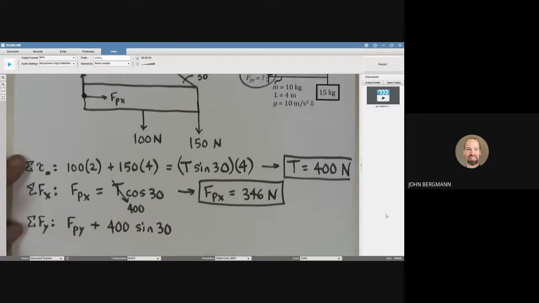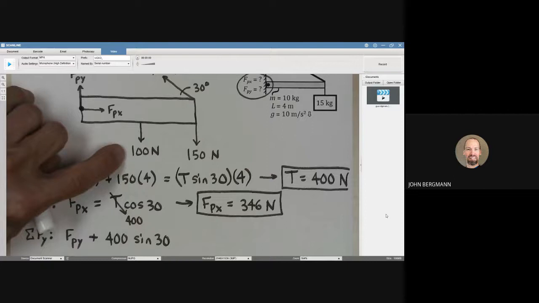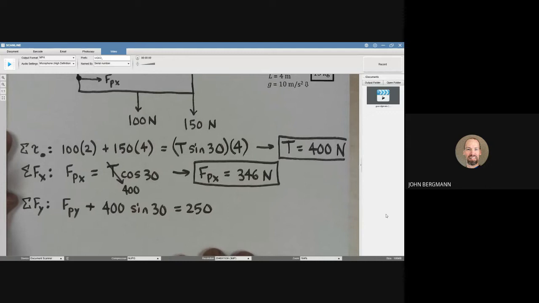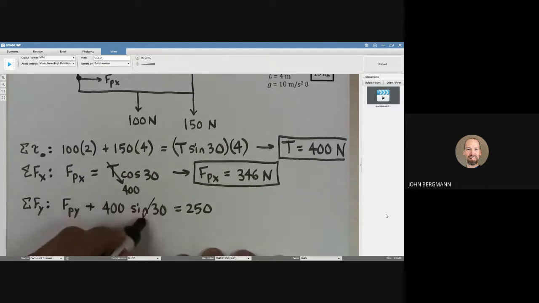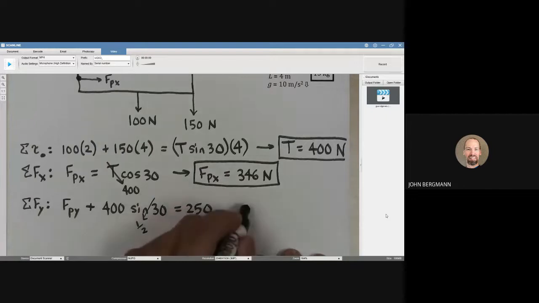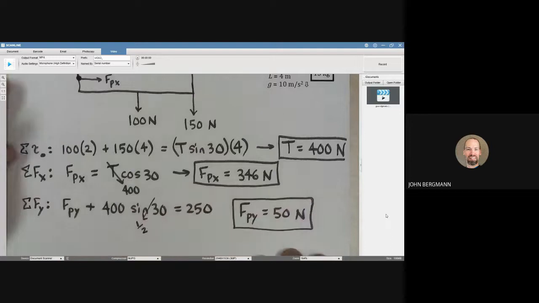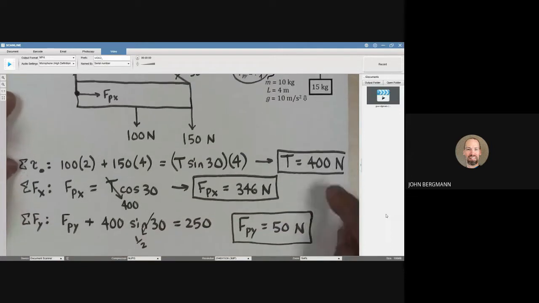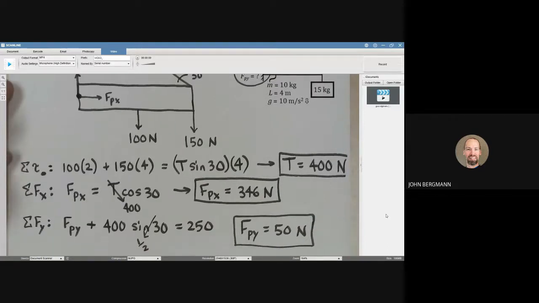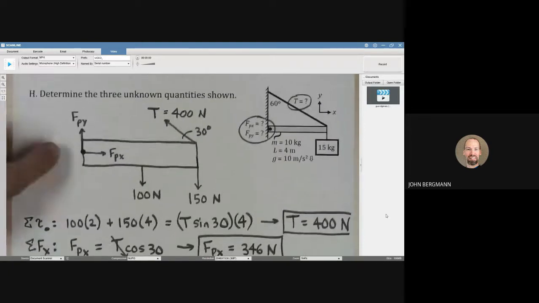And what's acting downward is this 100 and that 150. That's 250. Now, do we know the sine of 30? I think we know the sine of 30 in our head, don't we? Isn't that 1/2? So that means I've got 200 here and I've got 250 there. Subtract 200 from both sides. I believe FPY turns out to be 50 newtons. And last thing here, the fact that all of these numbers that we've boxed in came out positive means that they do, in fact, act in the direction that we guessed they acted in our free body diagram.